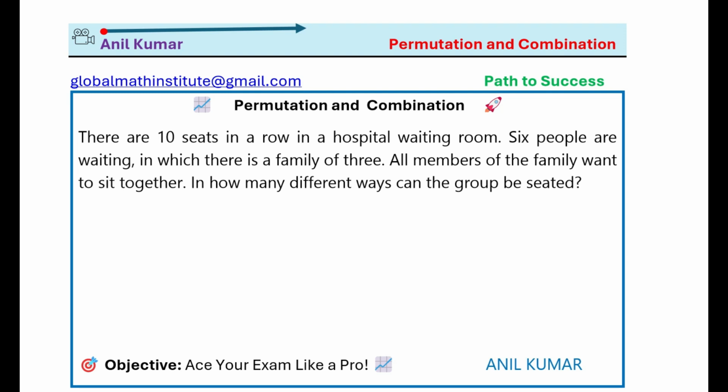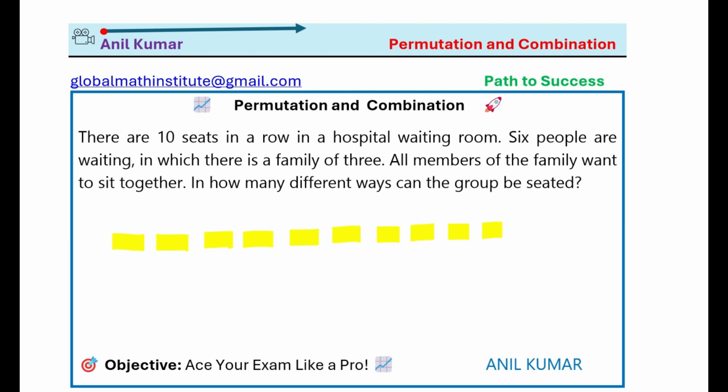So now let us see how we solve this question in simple steps. What we are given here is there are 10 seats available to us. So let me just sketch these: 1, 2, 3, 4, 5, 6, 7, 8, 9, 10 seats in a hospital waiting room. 6 persons are waiting, in which there is a family of 3. So we have 6 persons.